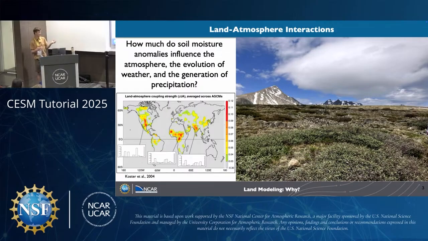So, you know, if the dust belt or this part of the central U.S. or the Sahel is wet, it's likely to produce more rainy conditions on average. And so this idea of land-atmosphere interactions is really critical for the science that CESM does, and a really important feature of what the land model is trying to contribute.